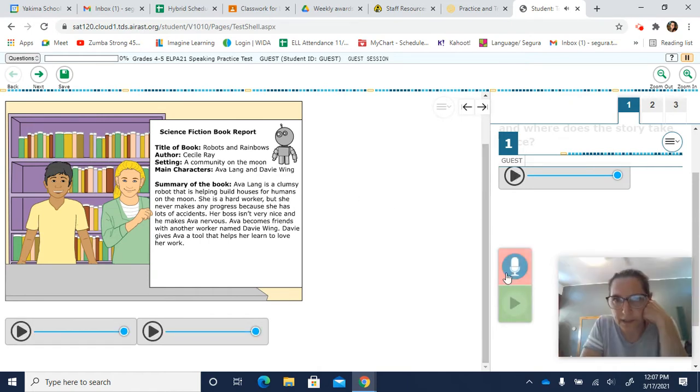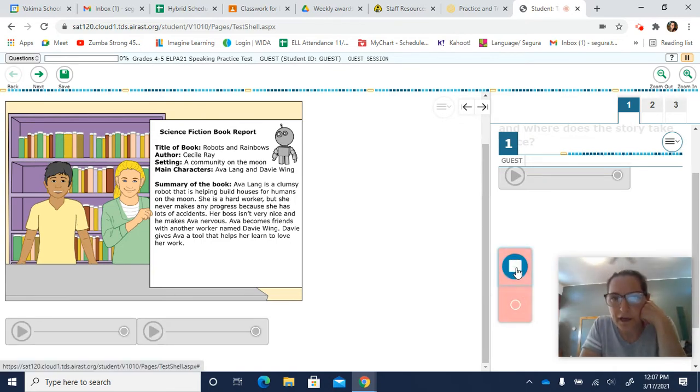Okay, and I could always refer here because it says setting and author. The author of the book is Cecile Ray. The story takes place in a community on the moon. Notice how I restated the question.